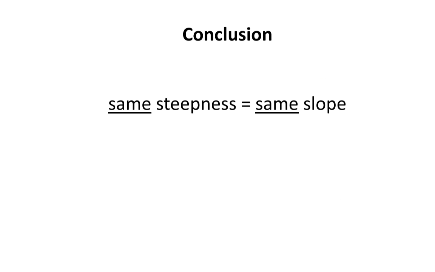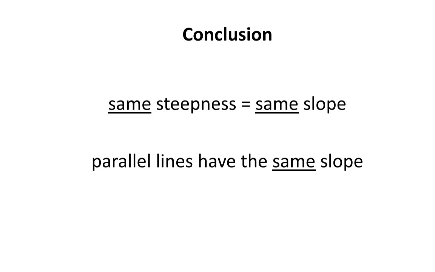In conclusion, if lines have the same steepness, that must mean that they have the same slope, since slope just describes the steepness of a line. Therefore, we can conclude that parallel lines have the same slope.